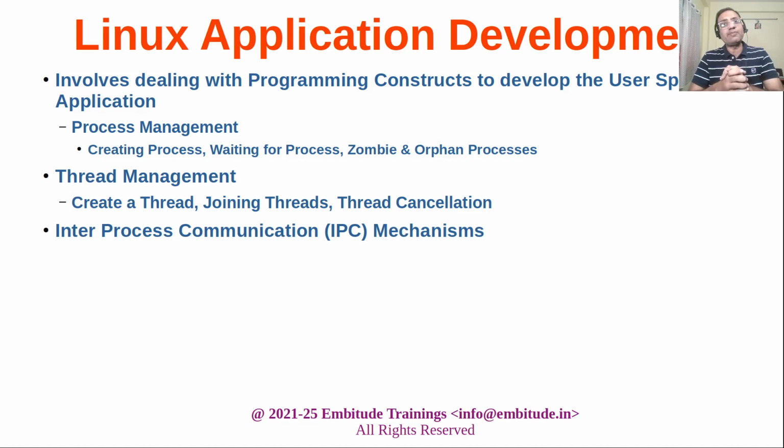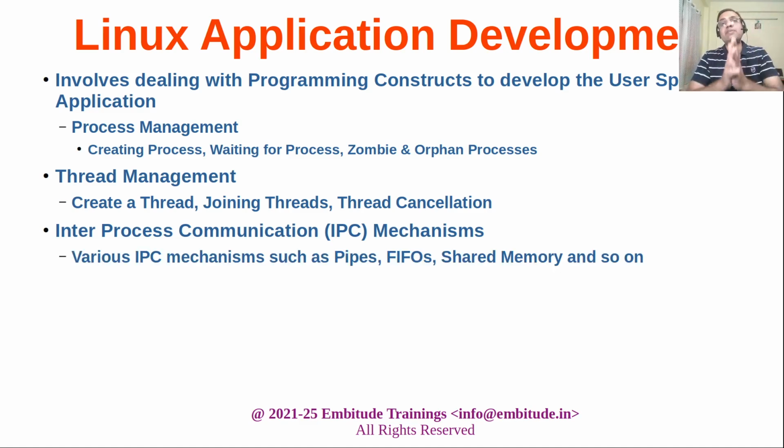Now, what is this inter-process communication? Let's say you have two processes, two programs in a system, and you want to make them communicate. When you have a system, you can't expect all the processes to be independent of each other. So you need to establish communication between them, and that is done through various communication mechanisms like pipes, FIFOs, shared memory, and various other things as well.